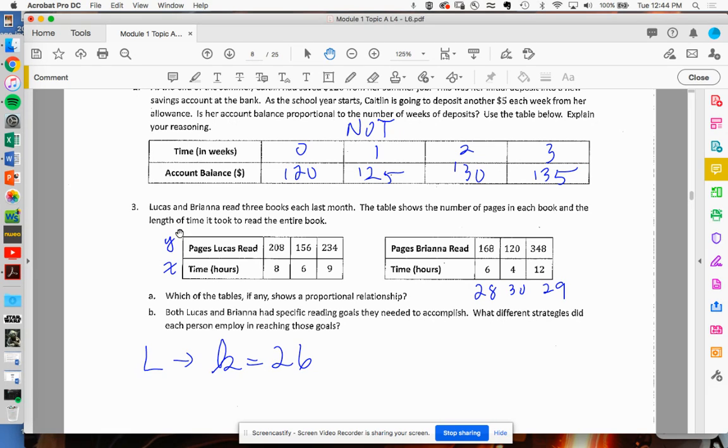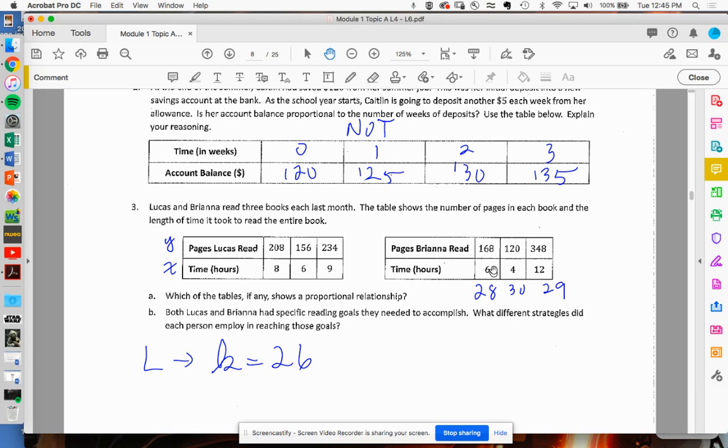Your pages that you can read depend on how long you have, right? So we look at these numbers. What would you do to find out that K value? Yeah, just divide. When you take 208 divided by 8, 156 divided by 6, 234 divided by 9, you should have gotten 26 every time, which means there is a constant proportionality. Now, what does that 26 mean? Well, Lucas read 26 pages per hour, all right? Is that pretty consistent? You bet.